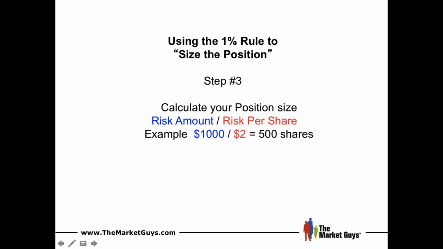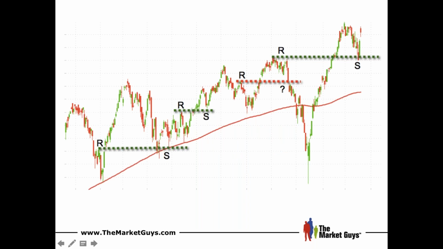But if I put my stop 10% below or $10 below, what happens here? My risk per share changes to 10, right? Now, how does that affect the formula? 1,000 divided by 10 means I only get to buy 100 shares. See that? So you can actually let this stock move way below support. You just have to sacrifice something, and the sacrifice will come in the number of shares that you get to buy. That's really as simple as I could make it.